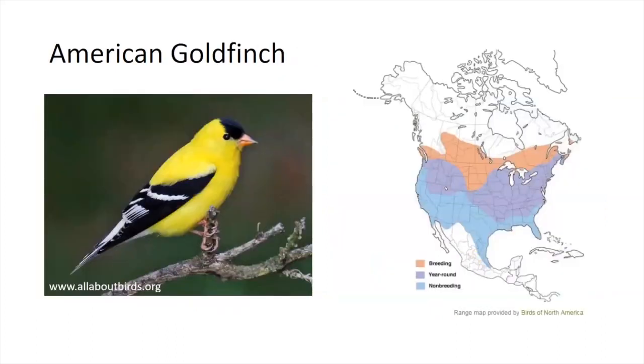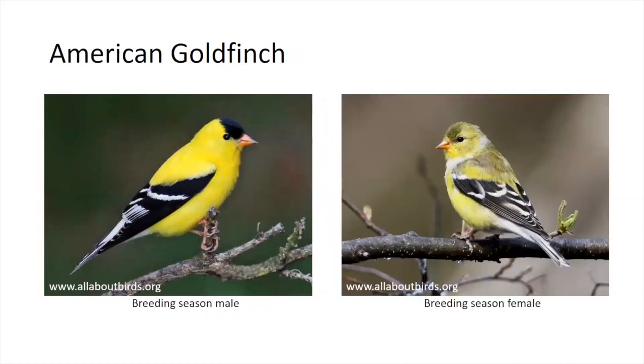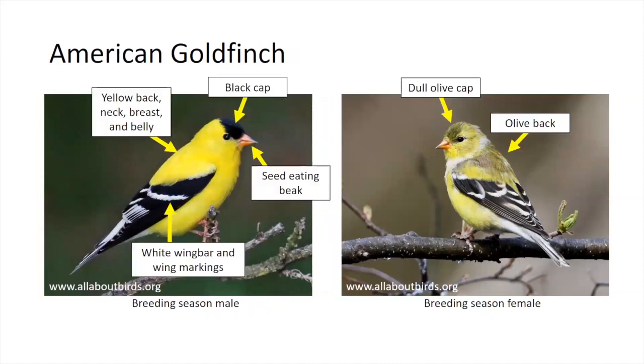Next is the American goldfinch, which is generally a welcome visitor to bird feeders. And so I'm just presenting the breeding plumage, though there's also the non-breeding plumage that makes it a little bit more difficult. So with the American goldfinch male, he has a black cap, yellow back, neck, breast, and belly. He has a really defined white wing bar and some clear white wing markings. And they have a thick seed-eating bill, though it's not as thick as the house and purple finch. So she lacks that defined black cap, and she has more of an olive back compared to the bold yellow back on the American.